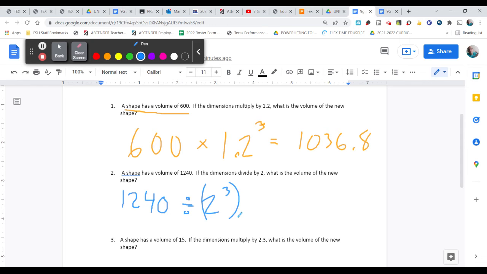Yep. So a shape has a volume of 1240. The dimensions divide by 2. So the volume of the new shape is going to be 1240 divided by 8, which is 155.